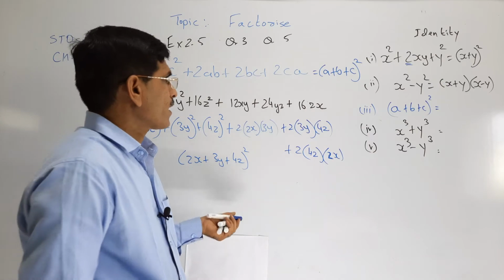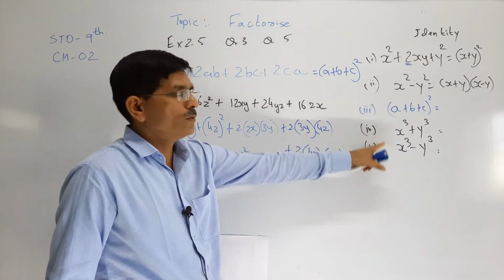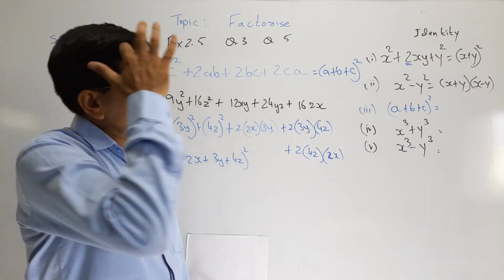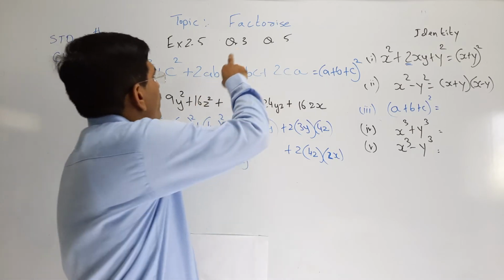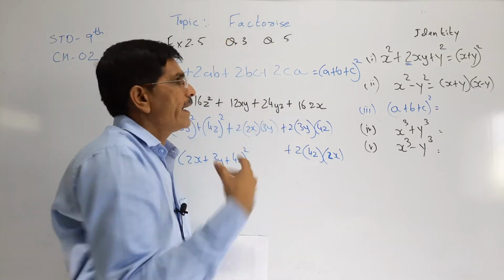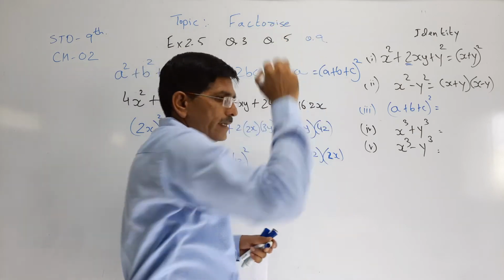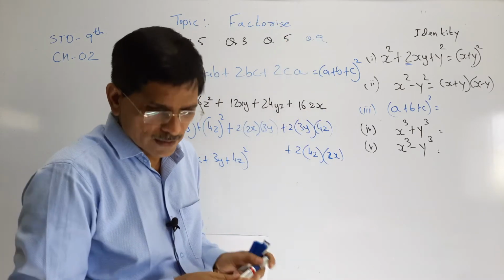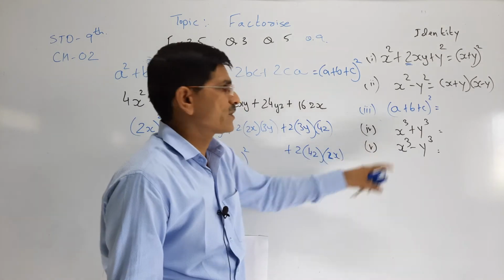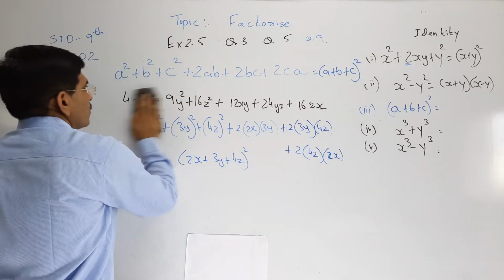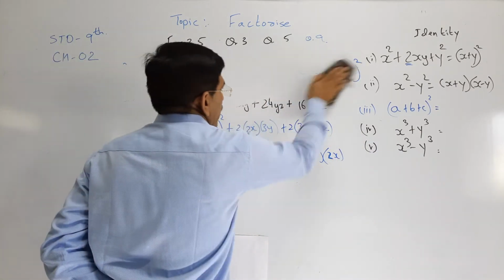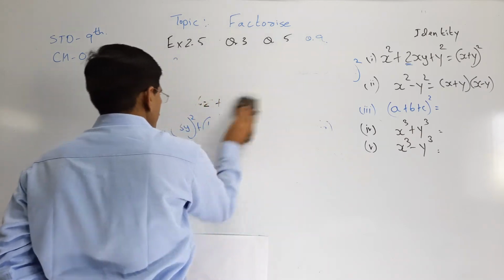Clear? Now we go for these two identities. Already exercise 2.5 question numbers 3, 5 and 9. Question number 9 I am discussing here. Now two identities we must know. So now the last two identities.